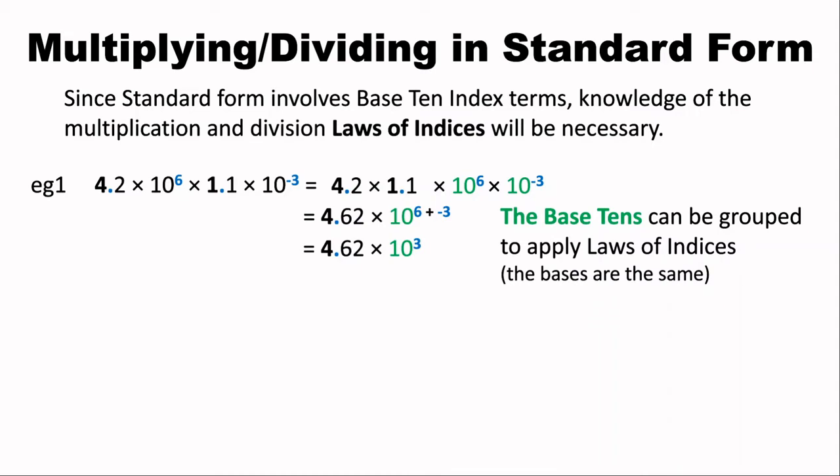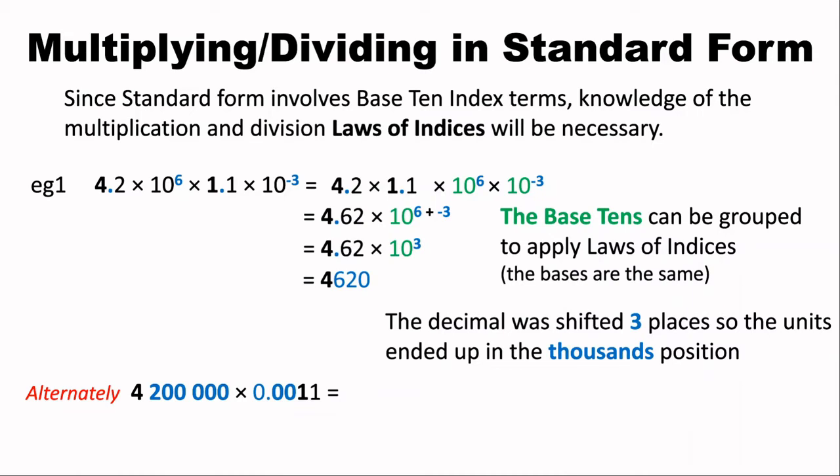I could try to work that out in the expanded form, but I get nervous just looking at that. I know that 4,200,000 times 0.0011 will be equal to 4,620, because in standard form, all I need to do is move that decimal 3 places. So the 4, which was in the units position when this was in standard form, shifts over 3 places into the thousands position. So 4,200,000 times 0.0011 is 4,620.